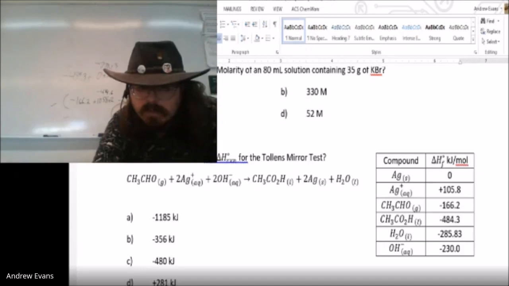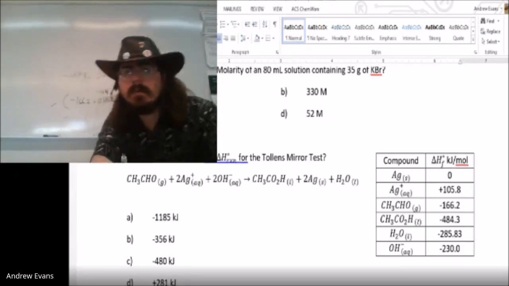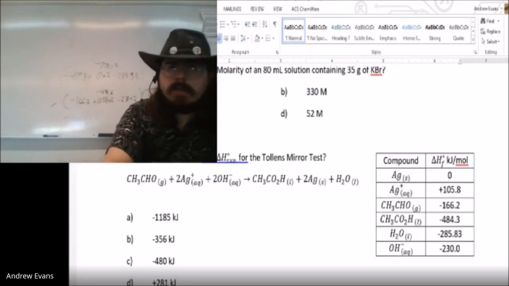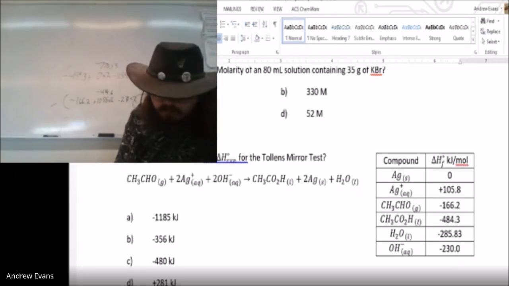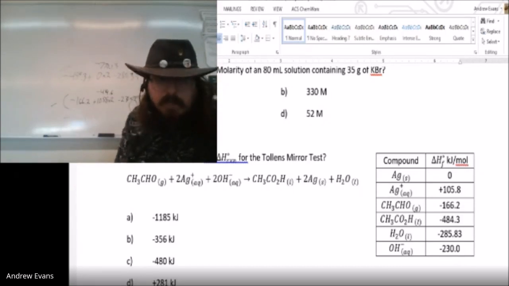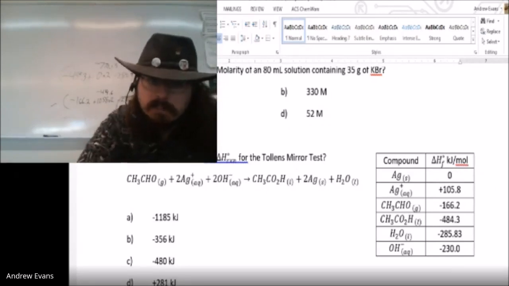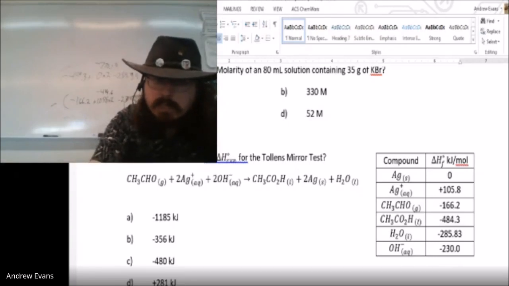Basically, what we're doing here is products minus reactants. So negative 770 minus negative 414. You would get negative 355.5, which rounds to negative 356. So B.